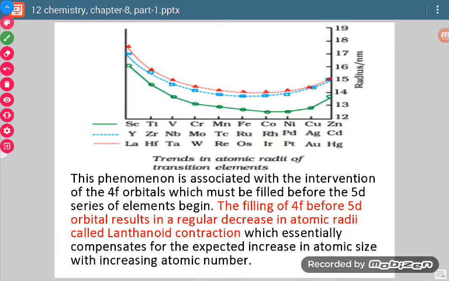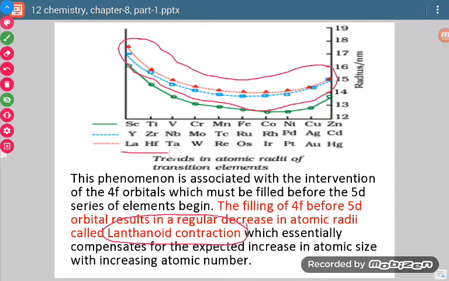When we talk about these two series, what can we say here? We are able to see one thing, that the sizes of 4d and 5d series elements are not showing too much difference. Their ionic radii are almost the same. There is very little difference in their sizes, so we can say that they are almost the same. Now why is the size of the 4d and 5d series the same? Here one more phenomenon comes, that is called lanthanoid contraction. Now what is lanthanoid contraction?